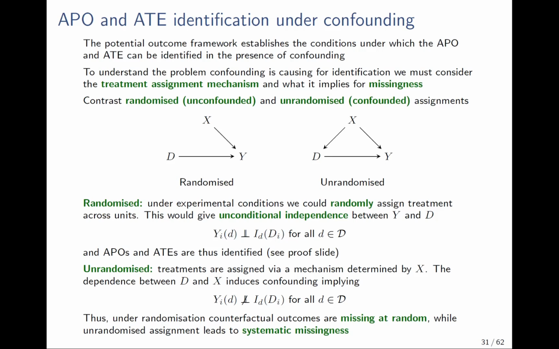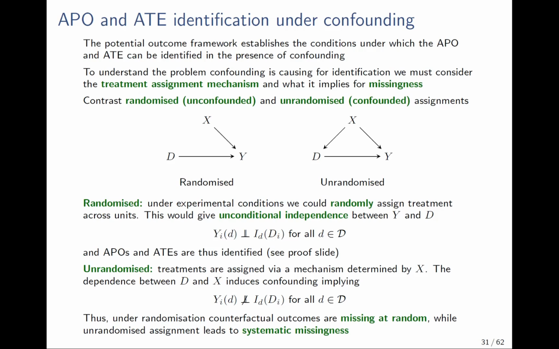So that's all very well. We've got our estimands, or two average estimands, but how do we go about achieving identification of these average causal effects? Well, the potential outcomes framework is going to establish the conditions under which the average potential outcome and the ATE, the average treatment effect, can be identified in the presence of confounding. And actually, it's confounding that's causing a failure of identification for average treatment effects, and this relates to the material we covered previously in the lecture.